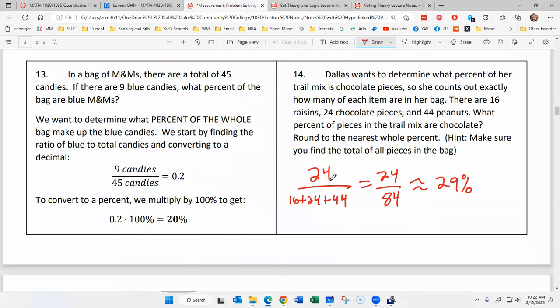So common rounding for percents is a whole percent or a tenth of a percent. Go to percent and then round to the whole or to the tenth.